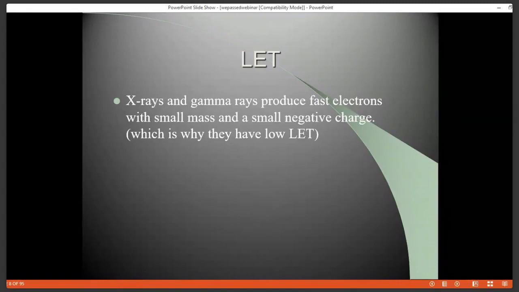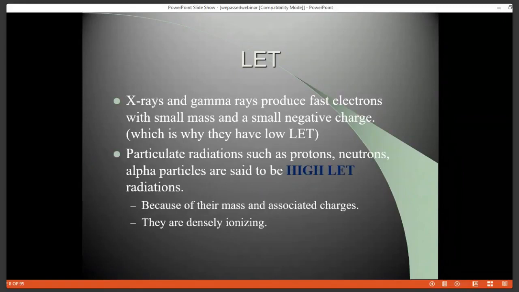X-rays and gamma rays, however, do through the process of ionization produce fast electrons through the photoelectric effect. And these particles, of course, have mass and charge, and they contribute to dose. So that is why X-rays do have low LET and not no LET, as one might think because they have no mass and no charge. Particulate radiations used in the field, such as protons, neutrons, and alpha particles, are considered very high LET, densely ionizing radiation because of their associated masses and charges that contribute to this energy transfer.